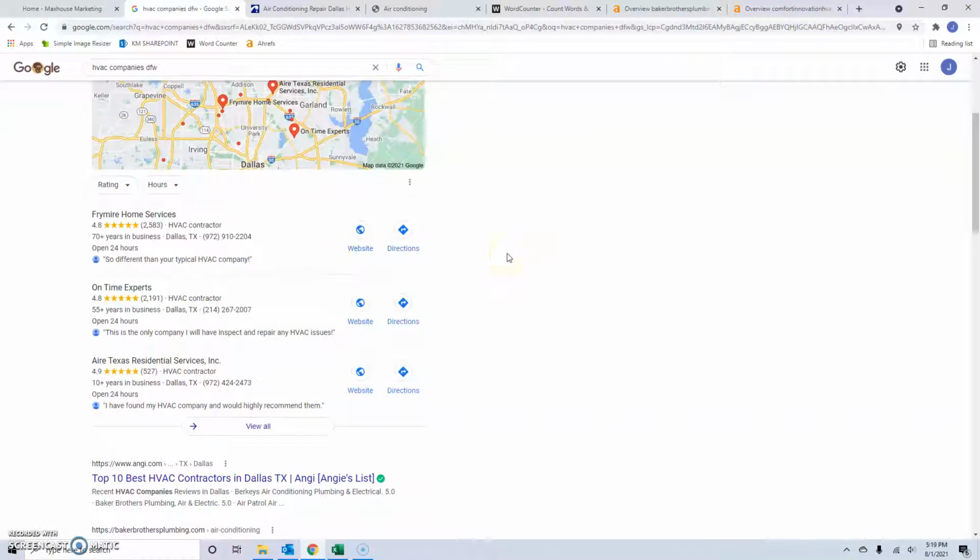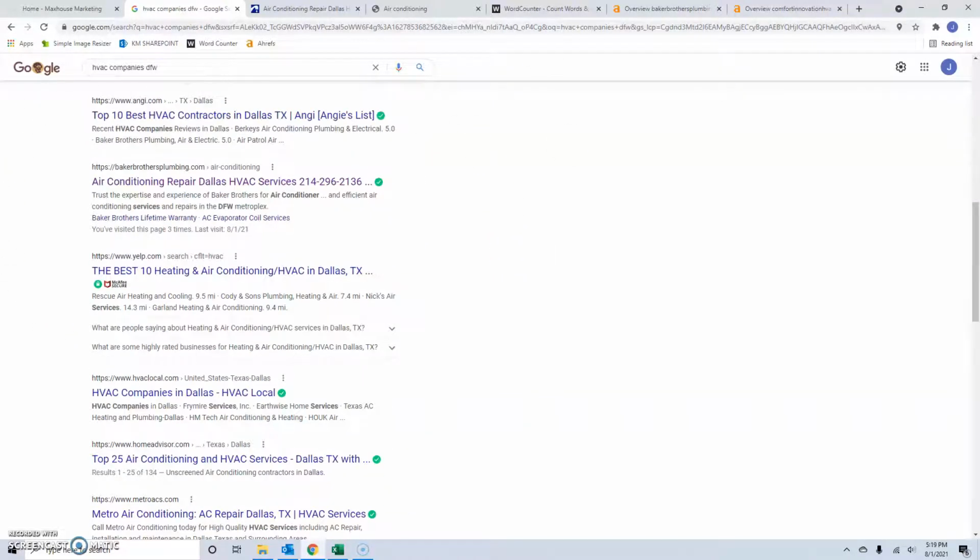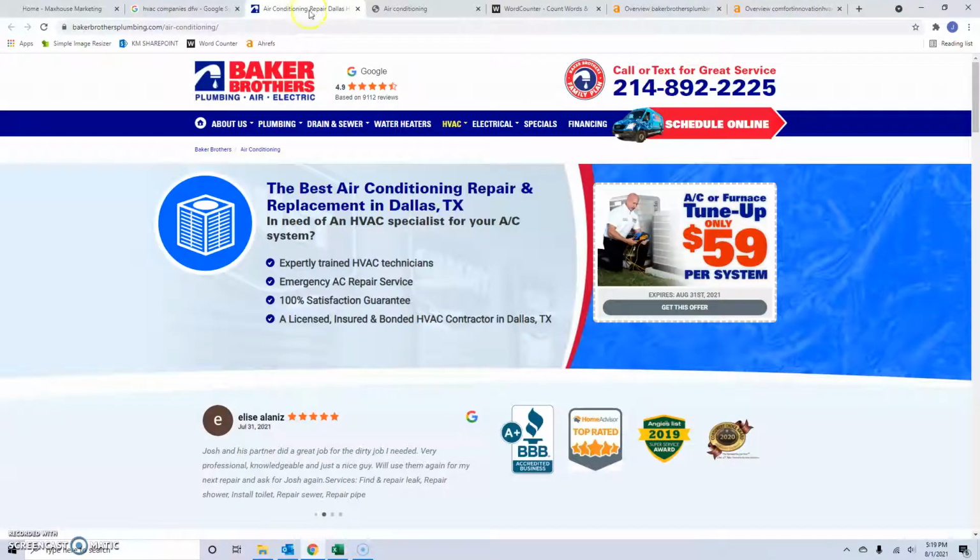A lot of times it goes hand in hand with how you're ranking on your website in comparison to how you're ranking on here. And this begins the organic section. So this is where the actual ranks begin. As you can see, this top link is a directory link for Angie's List. So I'm going to go with the first independent link below that, which is Baker Brothers. So throughout the duration of this video, I'm going to compare your website to Baker Brothers.